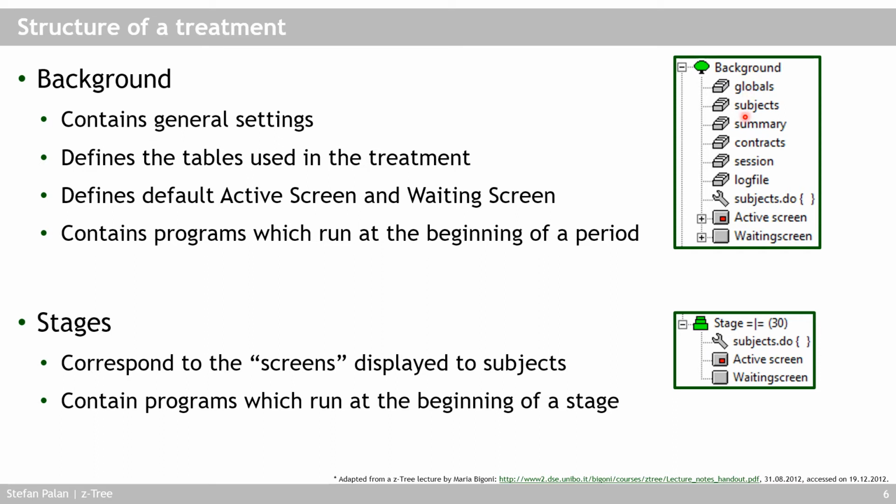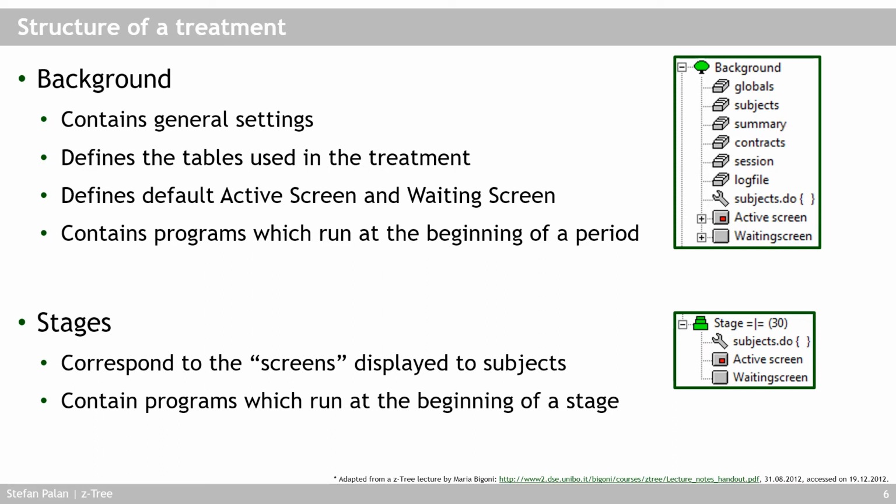It also defines the tables that are being used in the treatment. Now, the ones that you see here are all standard tables that are predefined by SetTree, and you shouldn't really modify them. But a table is really what it says. It's a table, a 2x2 matrix containing rows and columns and values. Now, we already saw the subjects table, which contains all the relevant information for each subject. And we're going to discuss both the subjects table and the other tables in more detail a bit later on. But they are defined here in the background.